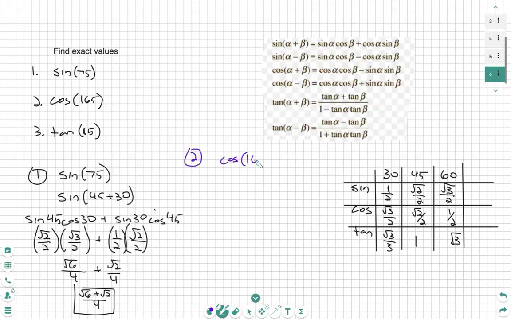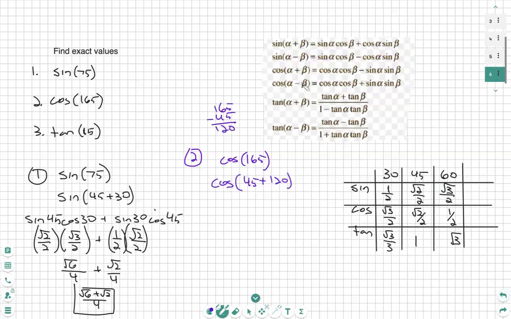Cosine of 165. Now this one's a little more tricky because it's not in the first quadrant, but it has a 5 in there. And I only know one angle that we can take that has a 5 at the end of it, that we know in the unit circle. So I can break that down. 45 plus what equals 165? Just take 165 minus 45, and we'll get our 120. Now we set it up just like we did the last one.